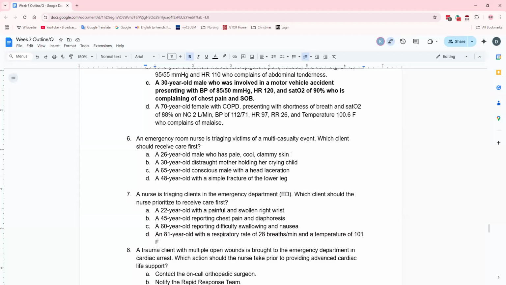Yeah, so we all picked A. This person has pale, cool, clammy skin, which sounds like a circulation issue, probably going into shock. Here, there's not really too much going on from what we can tell in the answers, so we're not going to choose that one. Here, conscious male, I'm sure we're going to assess him, but the fact that he's conscious means that they can wait. And someone with a simple fracture is not really going to be priority.